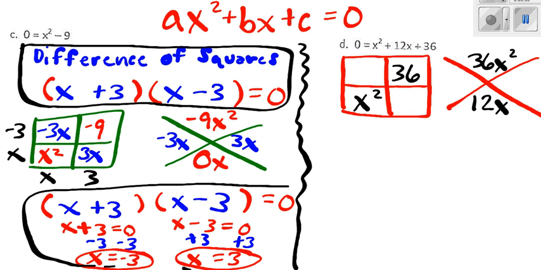Well, again, if we didn't know, we could list all of our factors. This one is in our multiplication table. So 6 times 6 is 36. And 6 plus 6 is 12. So this is going to be 6x, 6x. They're both positive 6x.